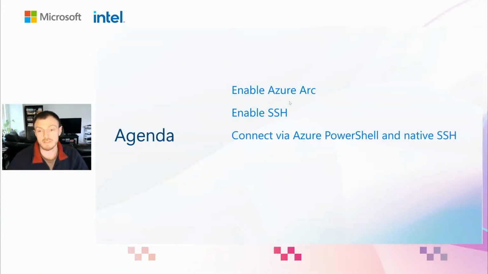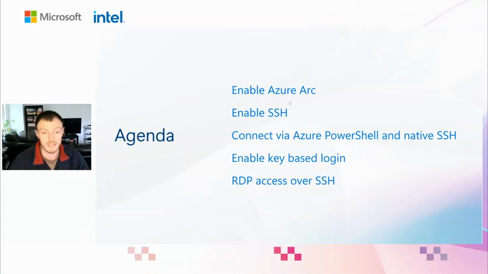Next, we're going to look at how to use Azure PowerShell and native SSH commands to actually connect to that machine without that public IP address. And this is possible using the Arc connectivity back into Azure. Next, I'll show you how to enable a key-based login for administrator. SSH keys are a more secure way of authenticating to your machine compared to usernames and passwords, which are generally standard for, say, an RDP connection or a WinRM connection. And lastly, I'll show you a fallback to using RDP access over SSH if you're not really ready to fully commit to transitioning to SSH at this point.